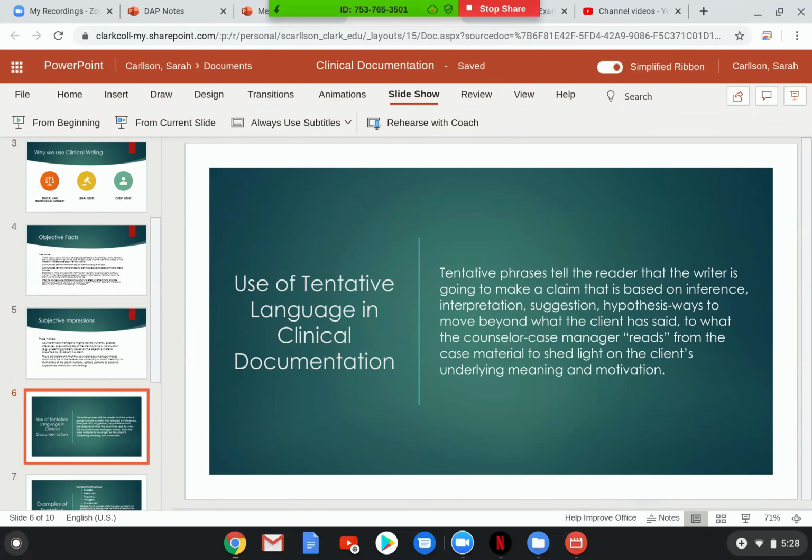So using tentative language, so again, this is for an example, patient appears to be a tentative language example. So tentative phrases tell the reader that the writer is going to make a claim that is based on inference or professional opinion, interpretation, suggestion, hypothesis, or ways to move beyond what the client has said to what the counselor case manager reads from the case material to shed light on the client's underlying meaning and motivation.